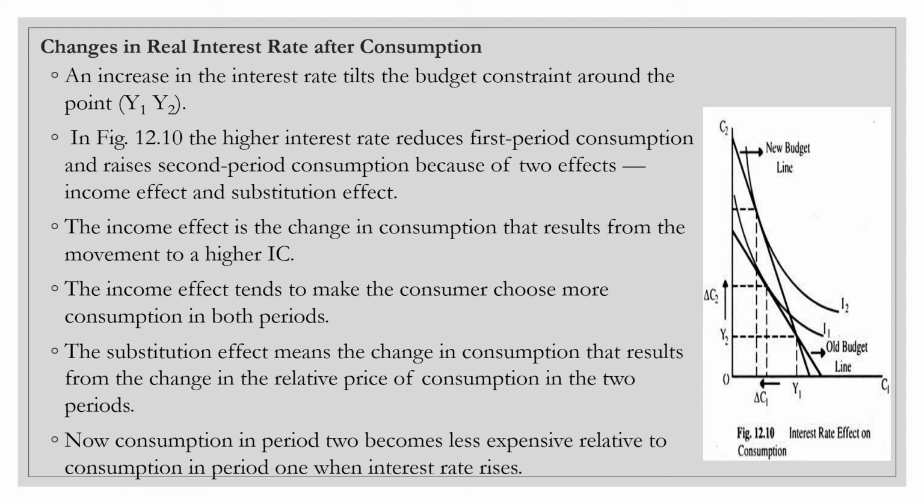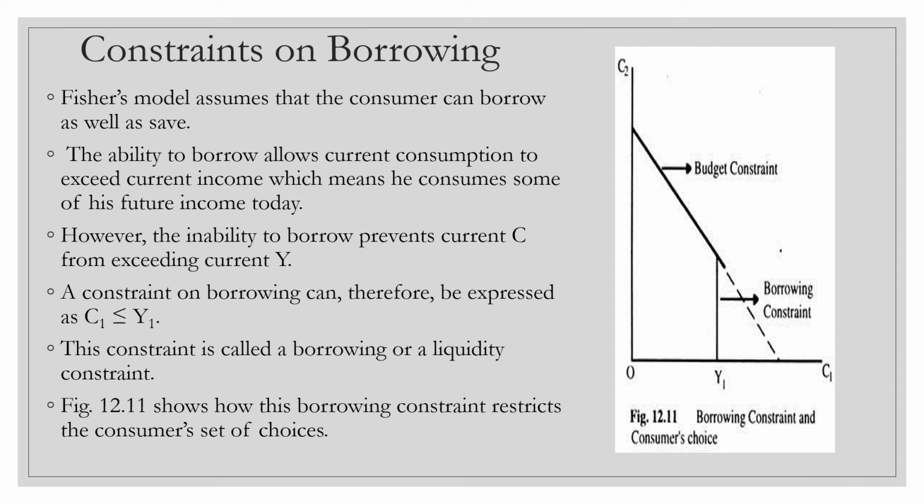The income effect is a change in consumption that results from the movement to a higher indifference curve. The income effect tends to make the consumer choose more consumption in both the periods. The substitution effect is the change in consumption that results from the change in the relative price of consumption in the two periods. Now, consumption in period 2 becomes less expensive relative to consumption in period 1 when the interest rate increases.